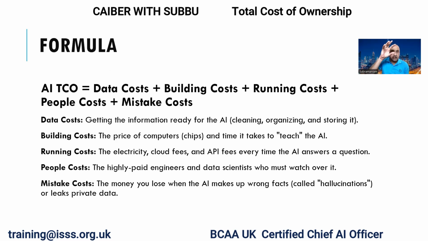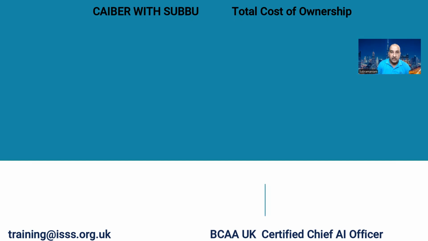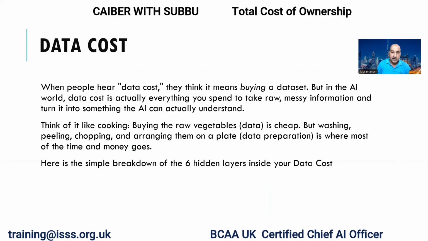That means if you look at three layers, the data cost, building cost, and running cost, underneath, spread across all three layers, we have something called the people cost and the mistake cost. So this is the formula. We need to add everything to arrive at the total cost of ownership for artificial intelligence. It's a pictorial representation: data cost, building cost, running cost. Trust me, for building the AI system, and for data acquisition, feature engineering and cleaning, etc., and for running costs, you need the people, and you should also calculate what is called the mistake cost. Once we dive deeper into each of these, you will understand what I'm saying. Let's look at what this data cost is all about.